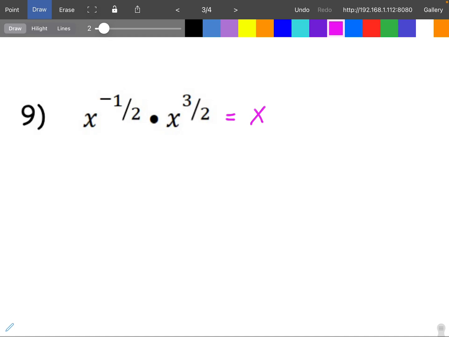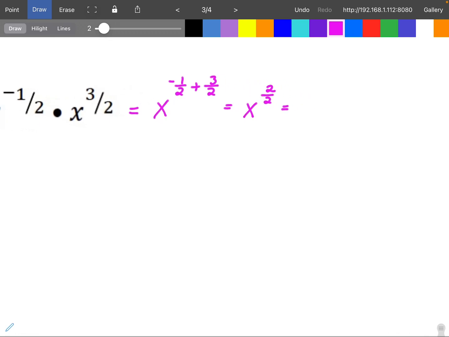But we're going to wait and see how it comes out. So we're multiplying two things together that have an exponent of negative 1/2 and 3/2. So we need to add those exponents together. So we still have our base of x, but when I add negative 1/2 plus positive 3/2, that gives me a positive 2/2. And then, hey, that's a fraction I can simplify. And remember, anytime we can simplify a fraction, we must do so.